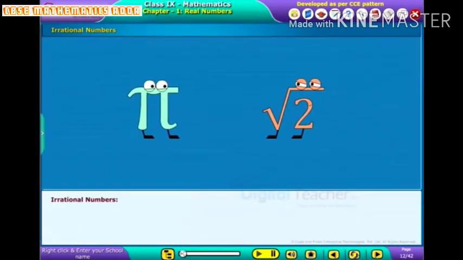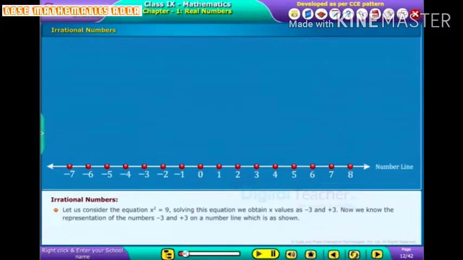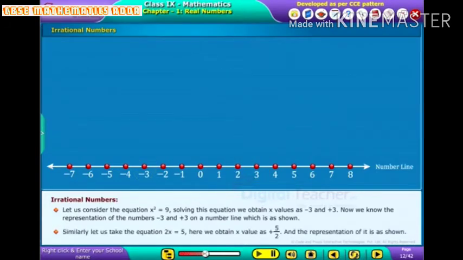Let us have a look at irrational numbers. Let us consider the equation x square equal to 9. Solving this equation, we obtain x values as -3 and +3. Now, we know the representation of the numbers -3 and +3 on a number line, which is as shown. Similarly, let us take the equation 2x equal to 5. Here we obtain x value as +5 by 2, and the representation of it is as shown.